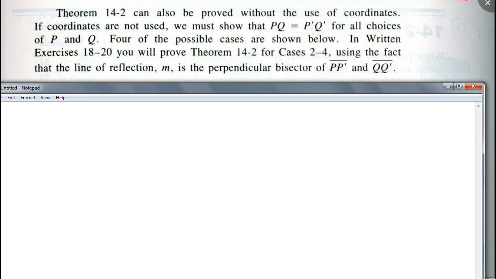You guys remember this? That comes from where? The definition of the what? Where does that part come from? That M is the perpendicular bisector of P prime and Q prime. That comes from the definition of the reflection, right? So what are the four cases?